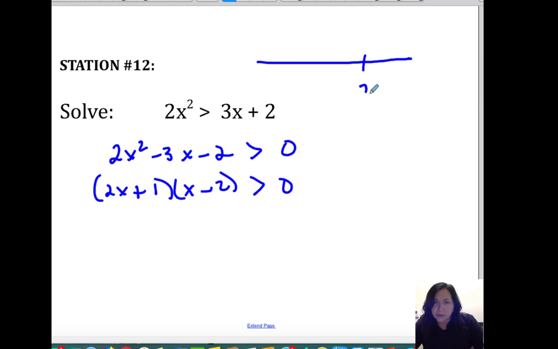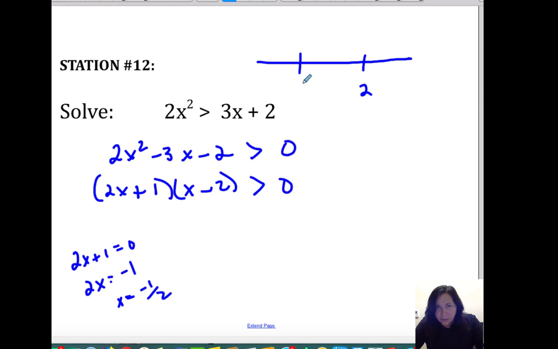I've got a 2, here's my 2, and this becomes 2x plus 1 equals 0, 2x equals negative 1, x is negative 1/2, so that's over here. I'm choosing to plug in 0, which is in between, and I need to test it. So 2 times 0 is 0, plus 1 is 1, times 0 minus 2 is negative 2. Is negative 2 greater than 0? What I'm saying is, is this value here greater than 0? And the answer is no, it's not greater than 0.